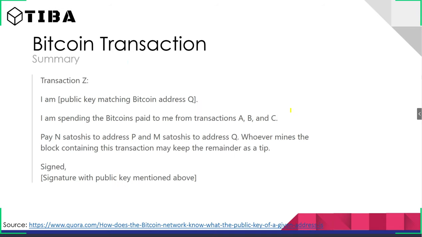And just to summarize a transaction: you have to say you own this Bitcoin address, and then you're trying to spend the Bitcoin that's sent to you from transactions A, B, and C, and then you pay a certain amount to some address, and then the miner gets to keep the remaining as a tip, and then you sign the transaction, and that's how a transaction works on Bitcoin.